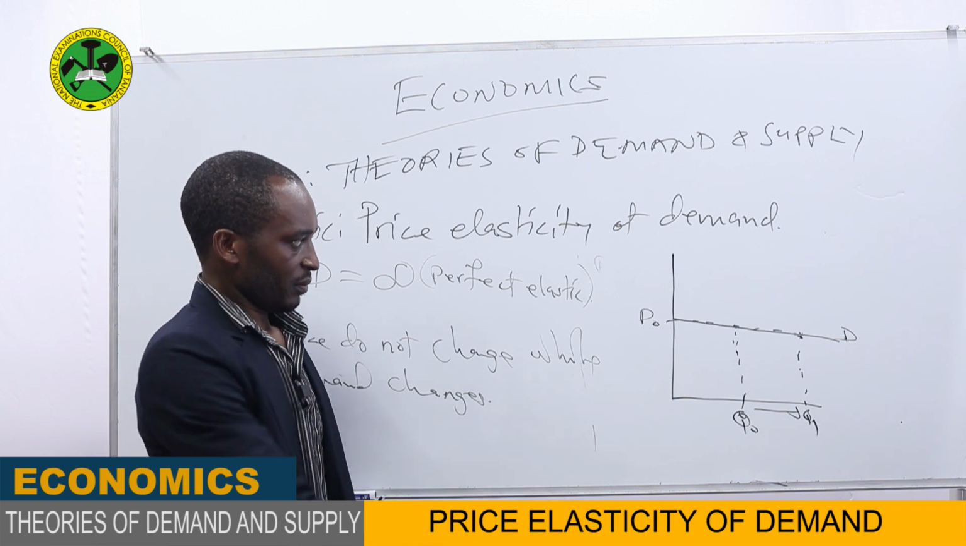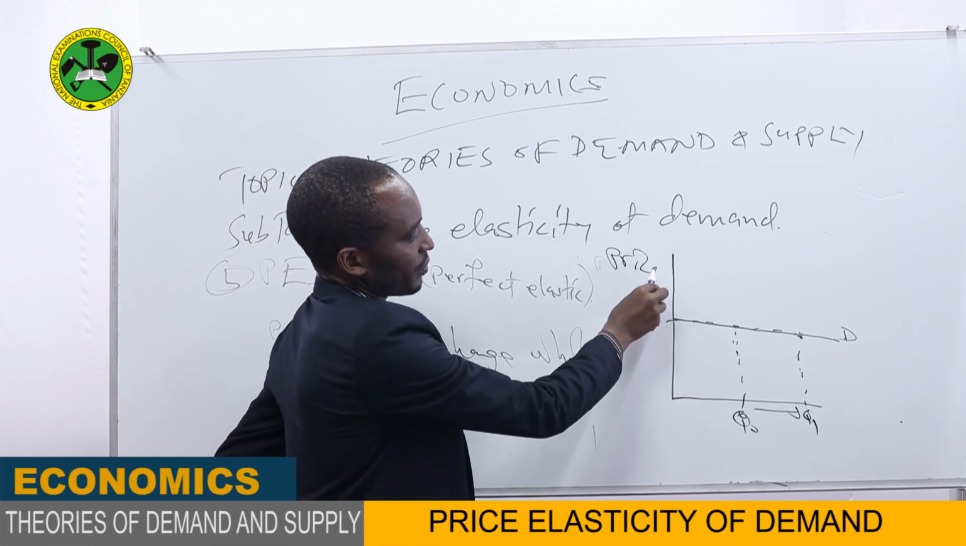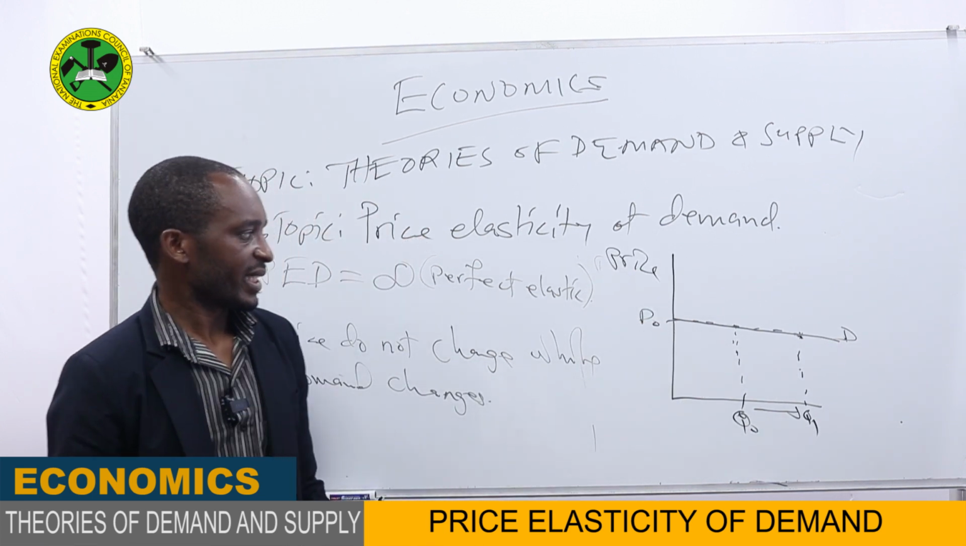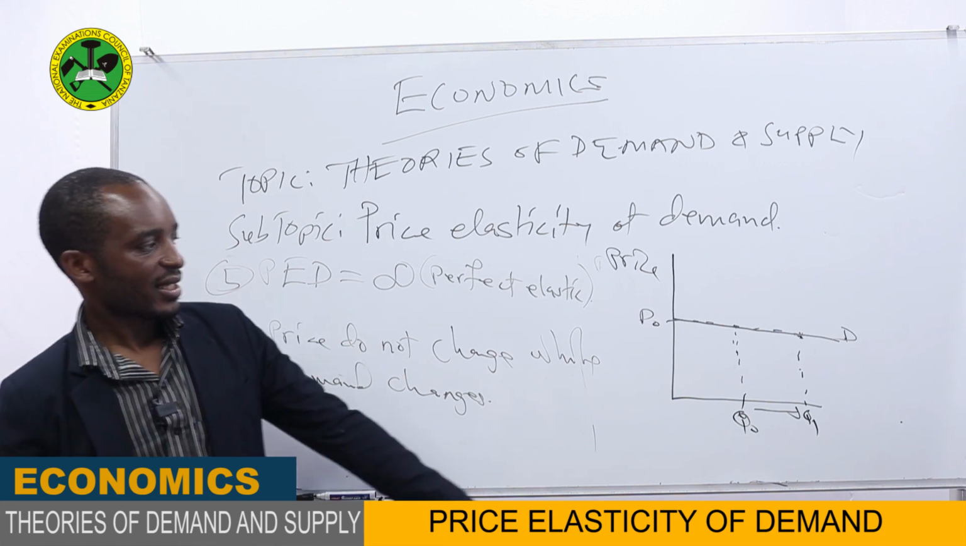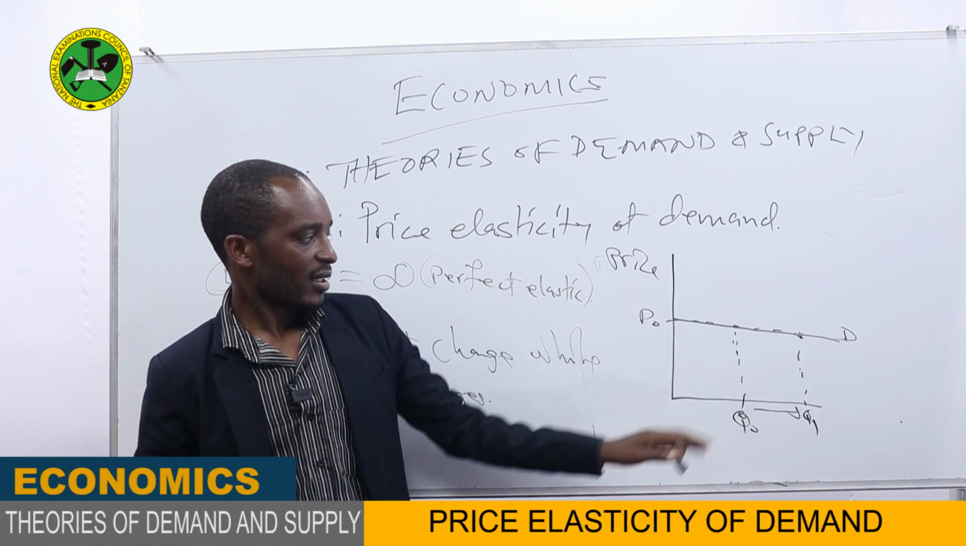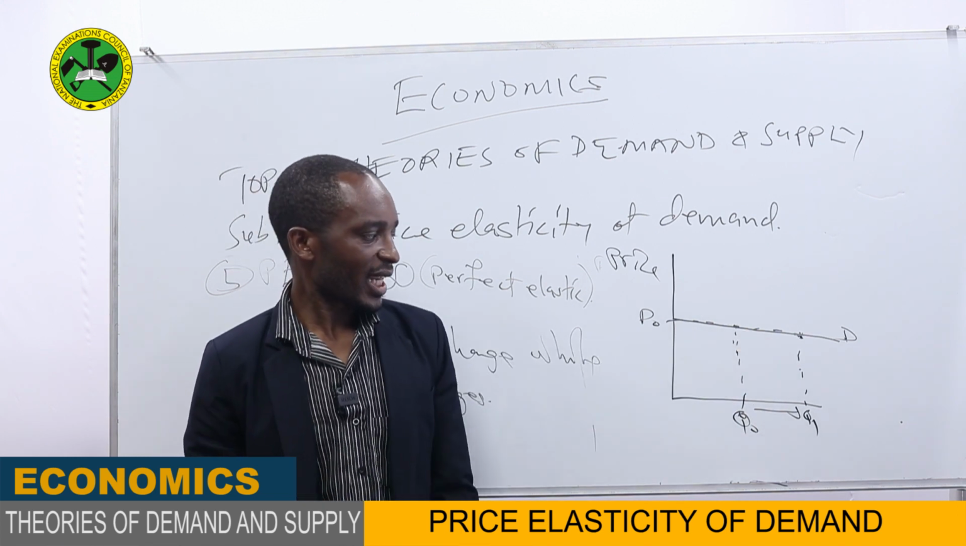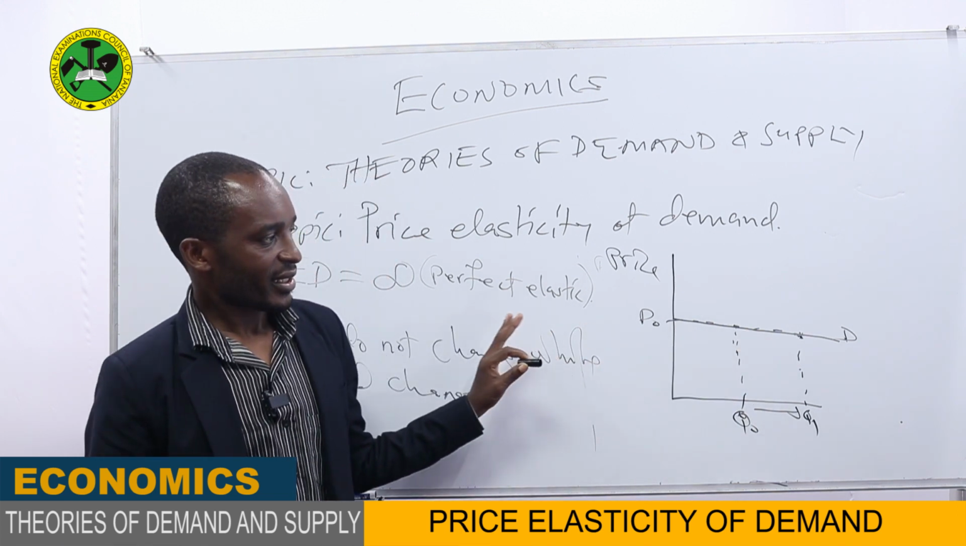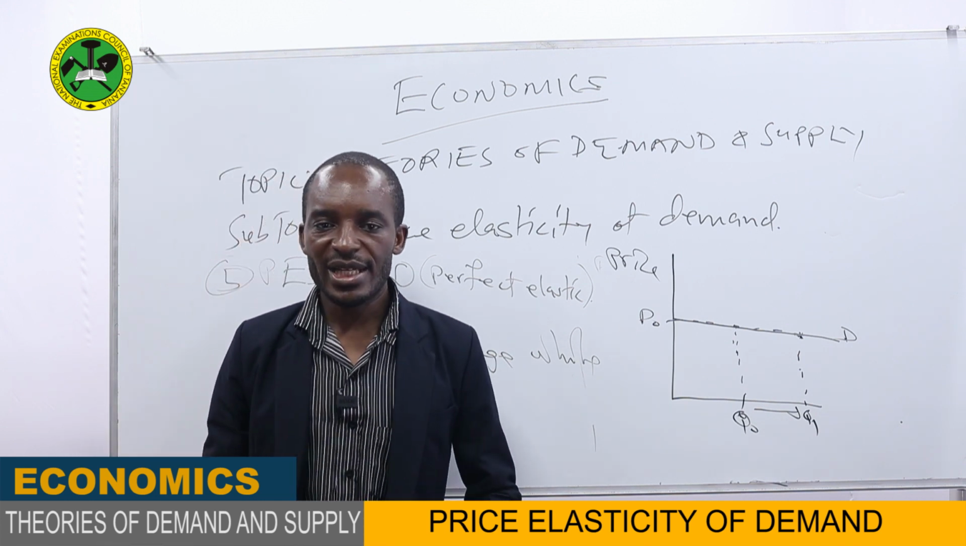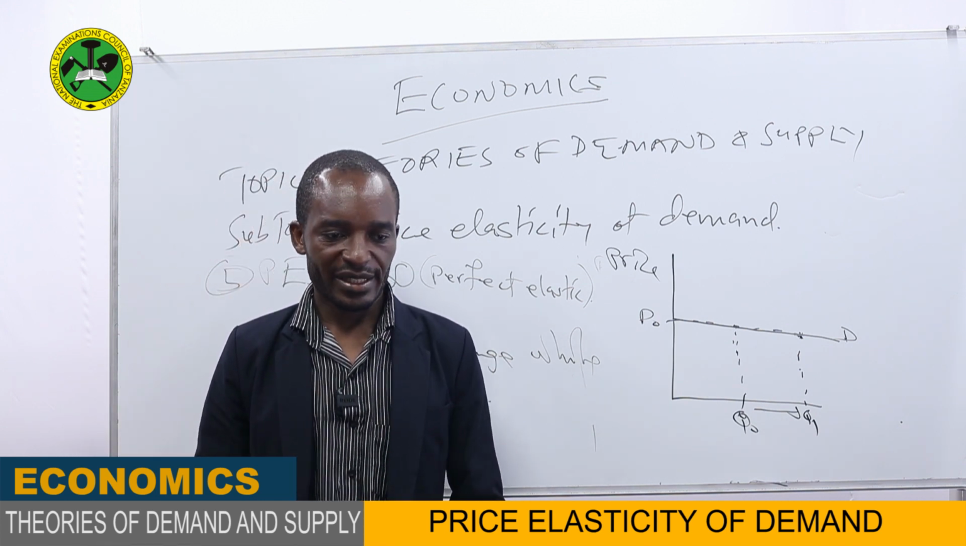So in this case, if it is perfectly elastic, it means the demand curve will be horizontal. So this is how you can interpret the price elasticity of demand.